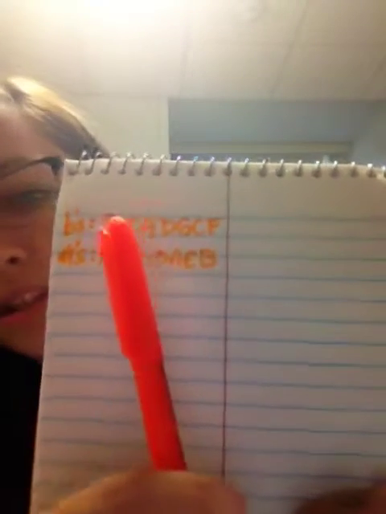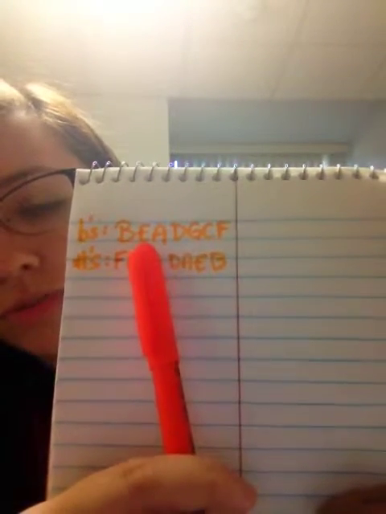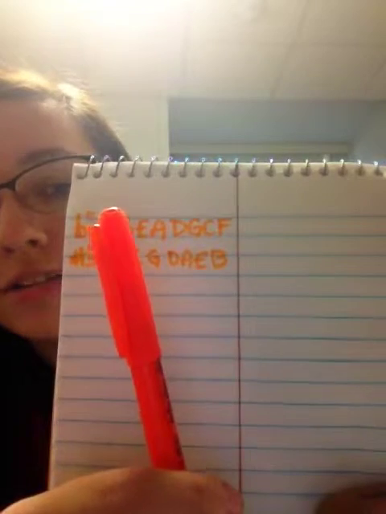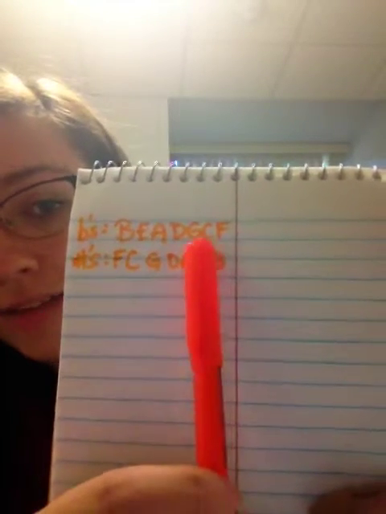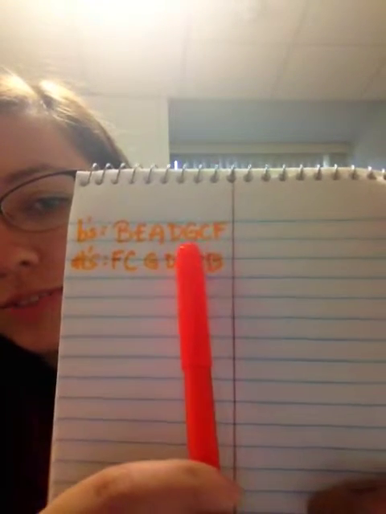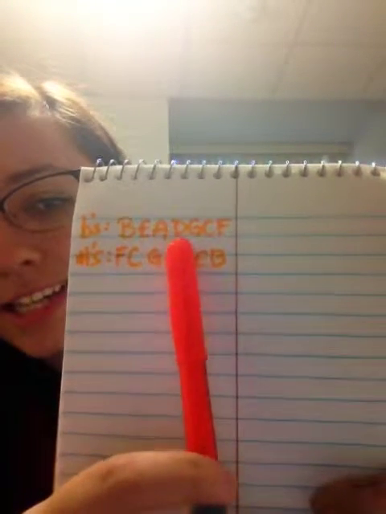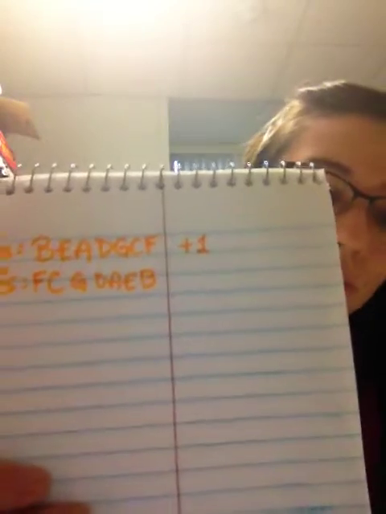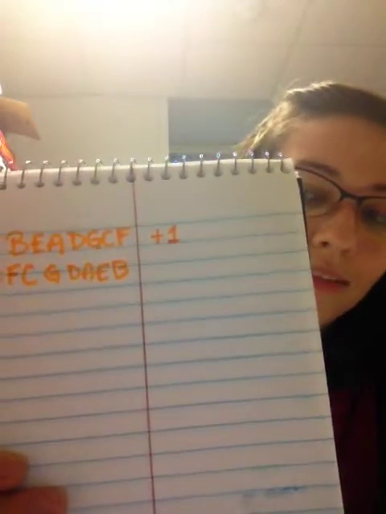For major keys, we know that for flats, if we're trying to find B flat major, we take B and add one more flat to it. If we're trying to find G flat major, you take G, add one more, and you have all these flats: B, E, A, D, G, and C. So that's how you find the flats. You add one more flat to whatever the major key signature is. I'm just going to write +1 right there. You add one more flat than what you already have in the key.